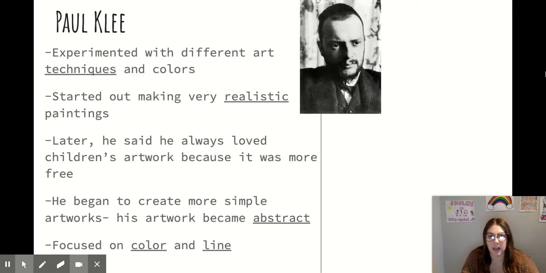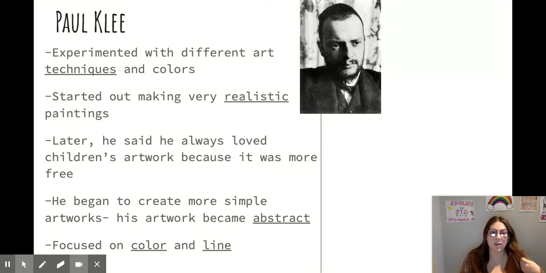So our artist Paul Klee, that's a picture of him right there. And Paul Klee is a really famous artist because he experimented with different techniques and ways to make art, or that's a fancy way of saying that he was really big on trying new things. So when he first started out as an artist, he was a very realistic artist. That means that he made things the exact way that they looked in real life. So his people looked like people, his buildings looked like buildings.